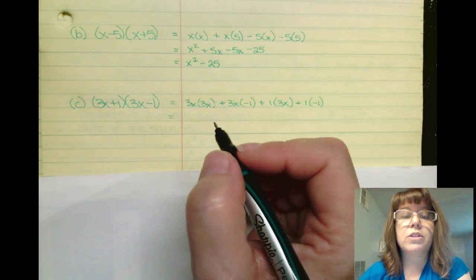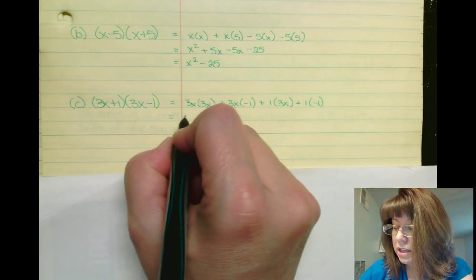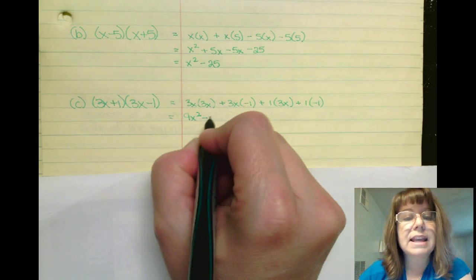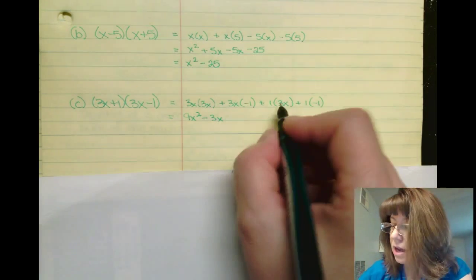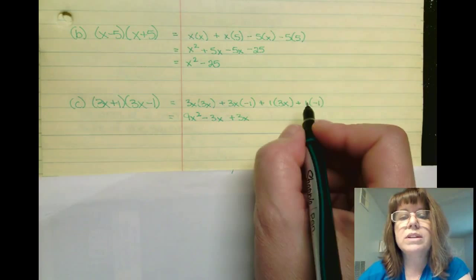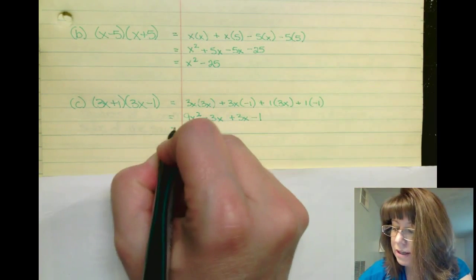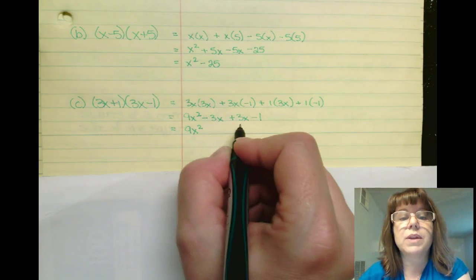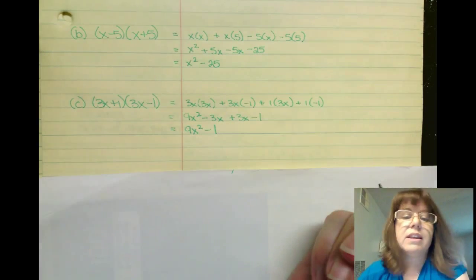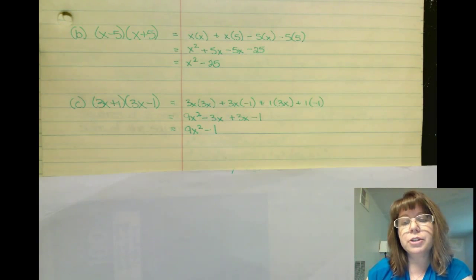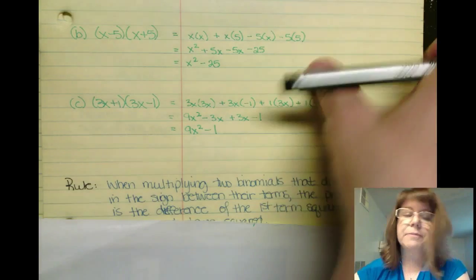Go ahead and run through the multiplication. So 3x times 3x is 9x squared. 3x times negative 1 is negative 3x. 1 times 3x is positive 3x. And lastly, 1 times negative 1 is negative 1. Combine like terms. 9x squared, the negative 3x plus 3x goes away, and I'm left with 9x squared minus 1. Well, if you notice, that middle term always disappears. And that's exactly the rule that we have.